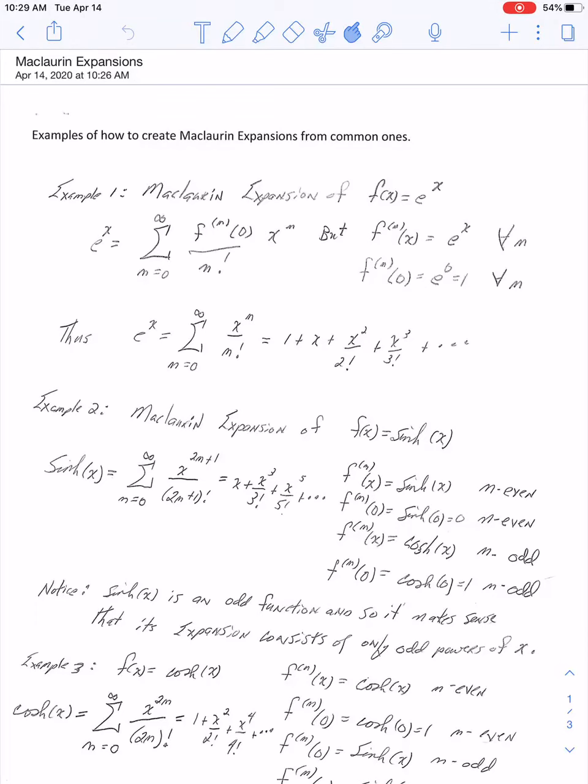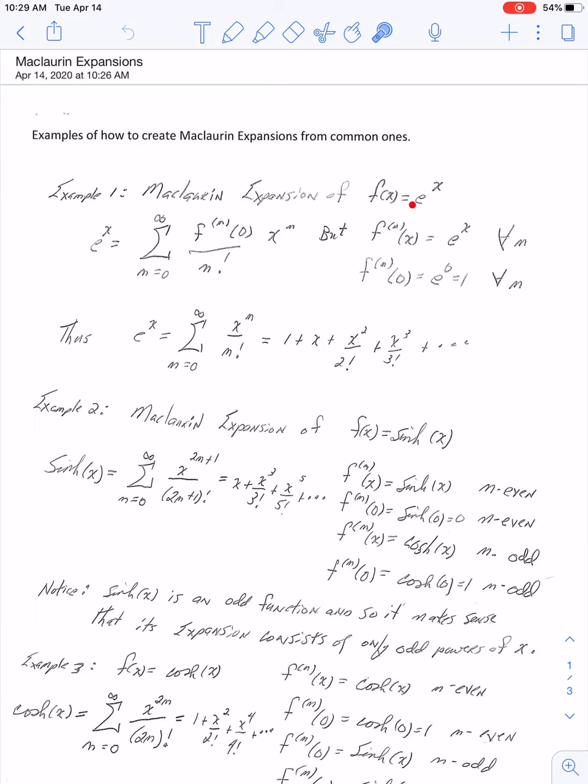Last time we talked about Taylor expansions, and in particular, a special case of Taylor expansions, which were the Maclaurin expansions. Remember, the Maclaurin expansions are the Taylor expansions about a equals 0. So they look like this: f upper n evaluated at 0 times x to the n over n factorial. This video looks at specific functions and how one determines the Maclaurin expansion form.